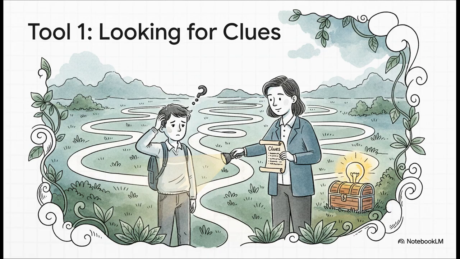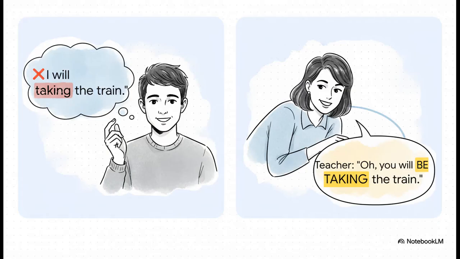It gets them thinking, and it works great when you have a hunch they actually know the right answer but just slipped up. Okay, tool number 2, recasting. This one is super subtle, and I love it. So the learner says, I will taking the train, and you just casually reply, oh, you will be taking the train. See what happened there?